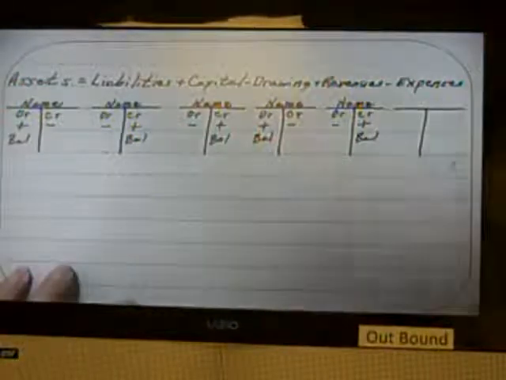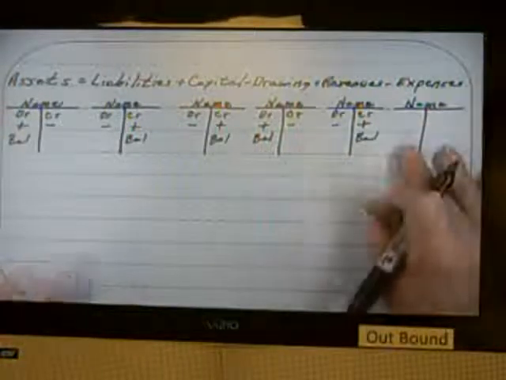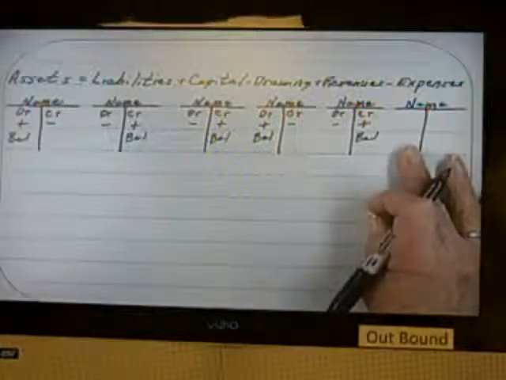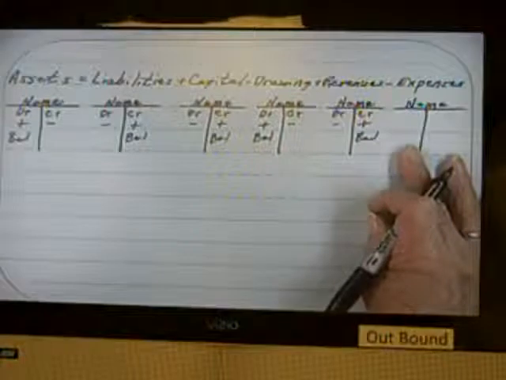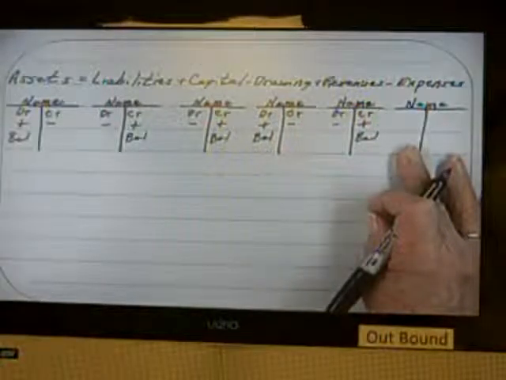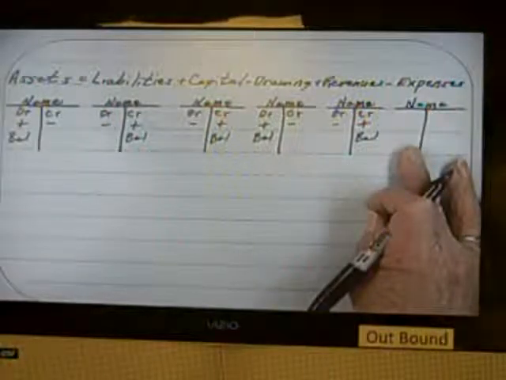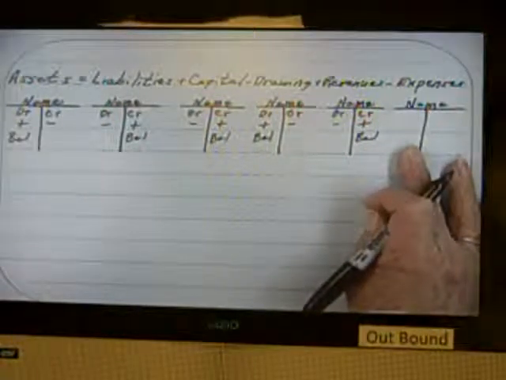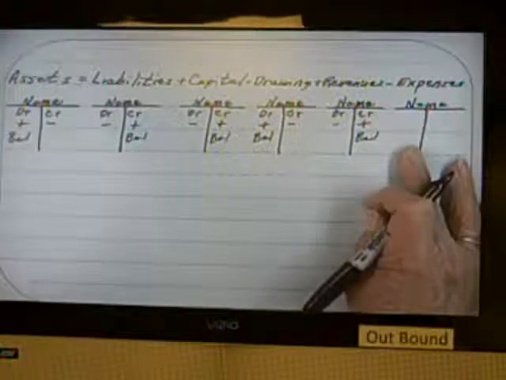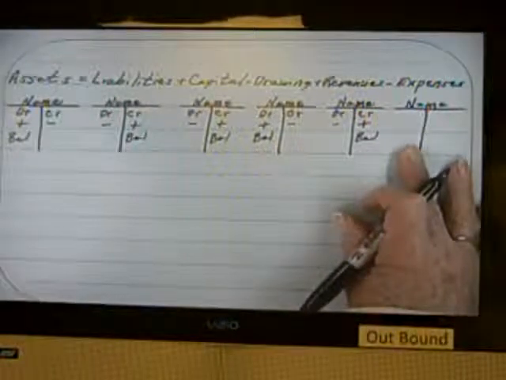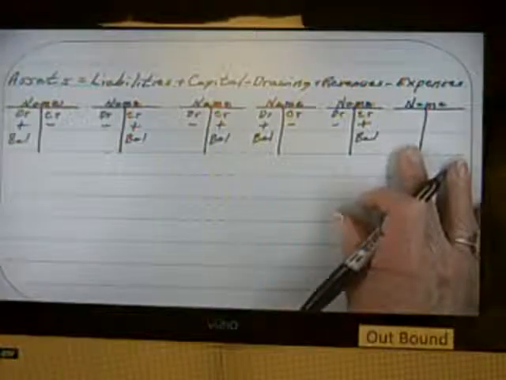Now, all expenses have a name, and some of those names might be rent expense, utilities expense, depreciation expense, property tax expense, insurance expense, supplies expense. Notice the similarity. They end in the word expense. So if you're trying to determine if an account is an expense and it has the word expense in its title, then it is absolutely an expense. Dead giveaway, right? If it says expense, we know it's an expense.